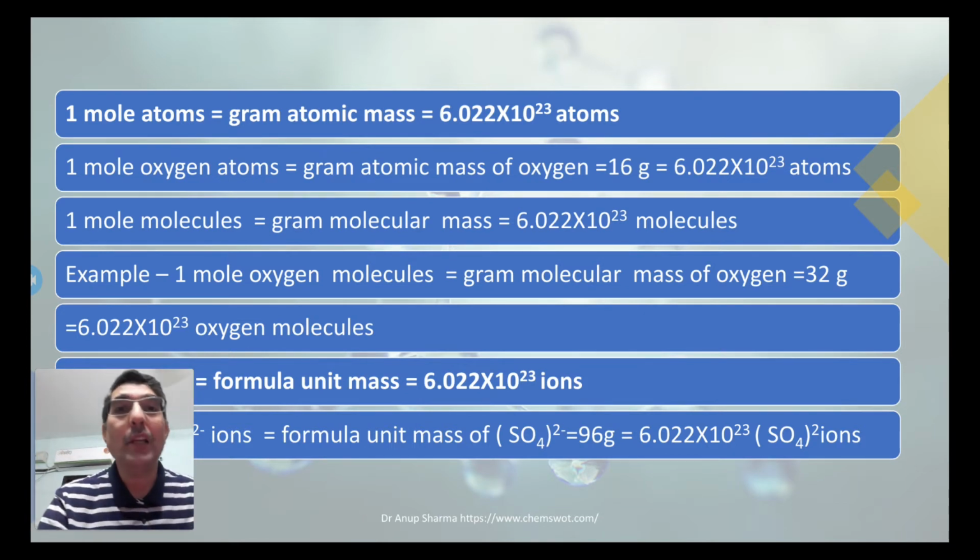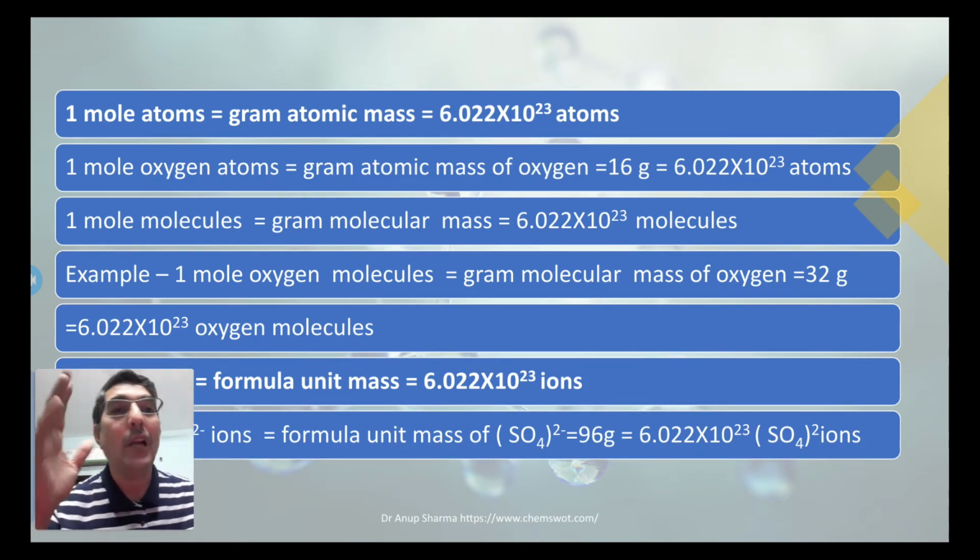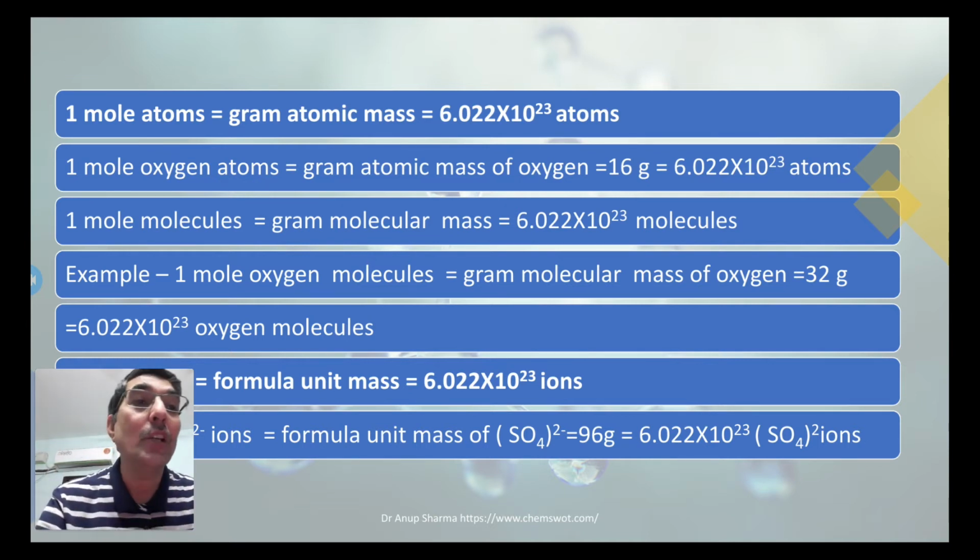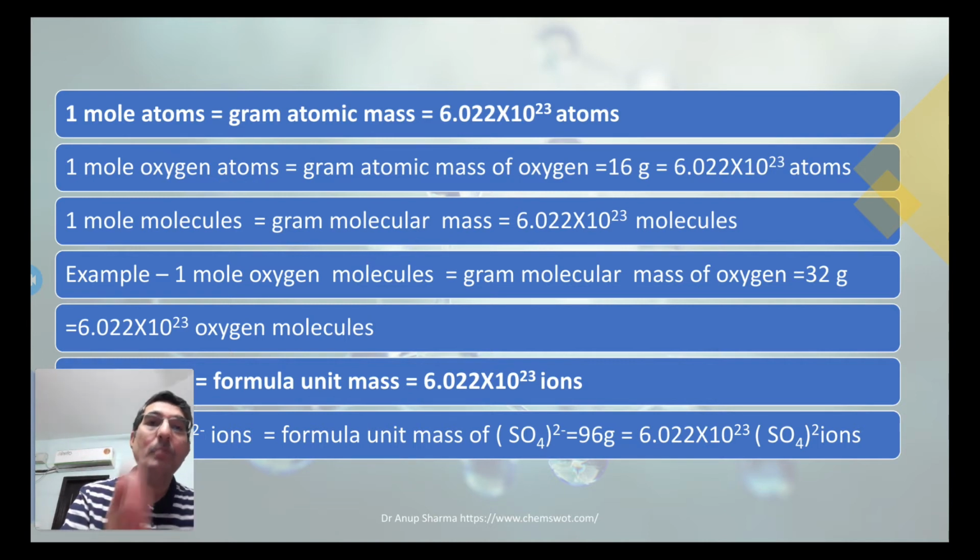Now moving further, as we know, 1 mole equals gram atomic mass equals 6.022 times 10 to the power 23 atoms. 1 mole of oxygen atoms is equal to the gram atomic mass of oxygen, which is 16 gram, which is equal to 6.022 times 10 to the power 23 atoms. So this is a correlation. 1 mole of atoms means gram atomic mass equals Avogadro constant atoms.